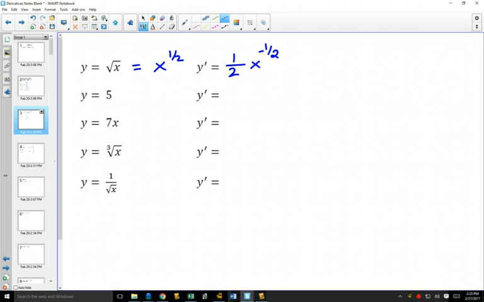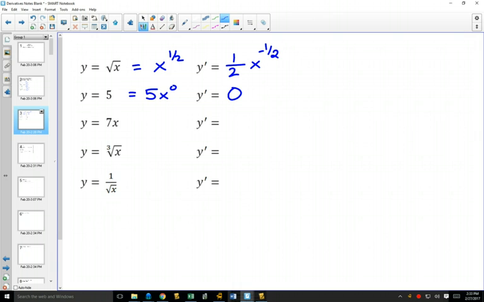It even works with numbers. I mean, 5, if I wanted to, I could write this as 5x to the 0. Now, you're never going to do that, but you could. Because what's x to the 0? It's equal to 1. And that would be 1 times 5. Now, if you brought the exponent in front, what's 0 times 5? It's going to be 0. So, in fact, the derivative of any constant number is going to be 0.